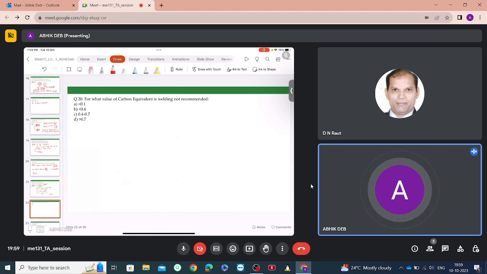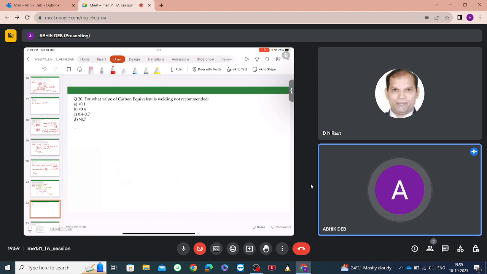Since all these additives, that is manganese or silicon or whatever it is, will tend to increase the hardness and decrease the ductility. So with greater hardness comes the problem of welding, because the cracks will be easily formed. That is why up to only a certain value of the carbon equivalent, the welding is recommended, and after that the welding is not recommended. Okay, so that is the carbon equivalent.